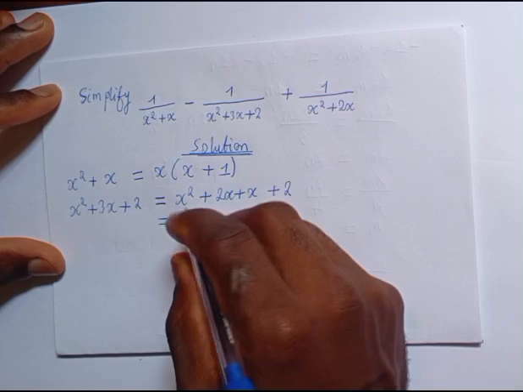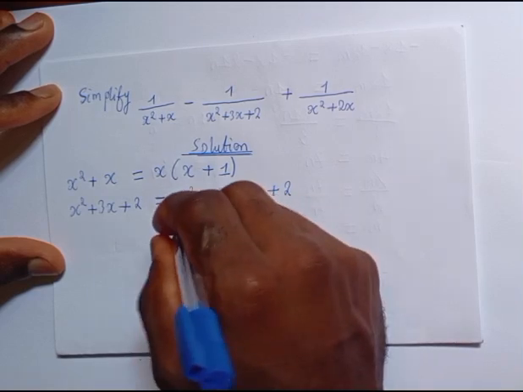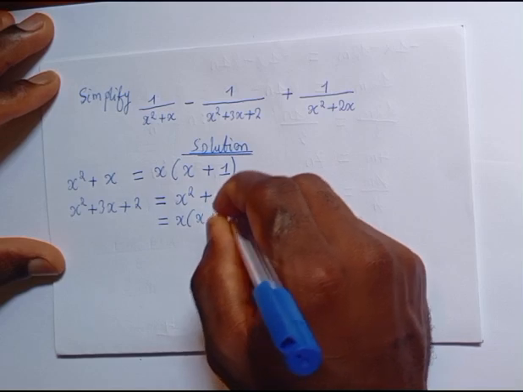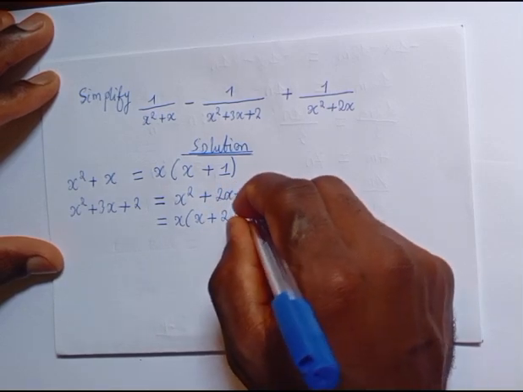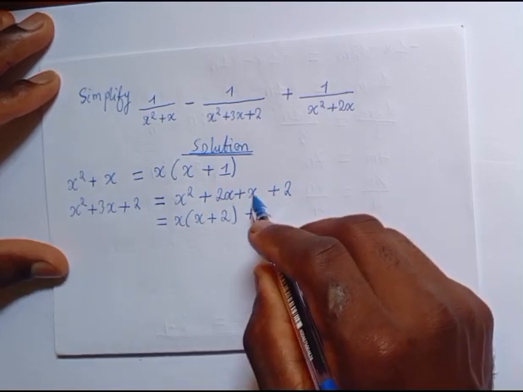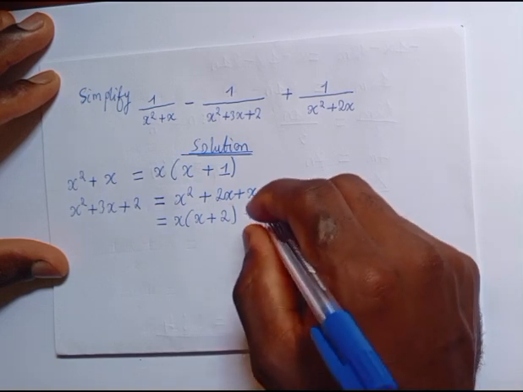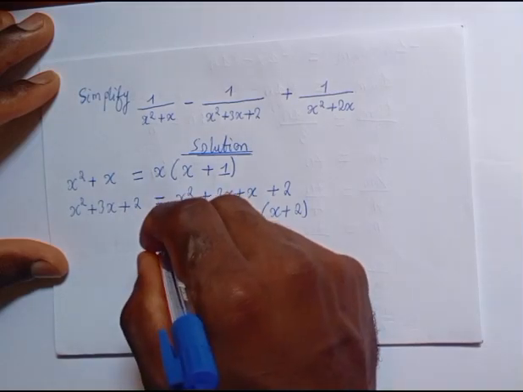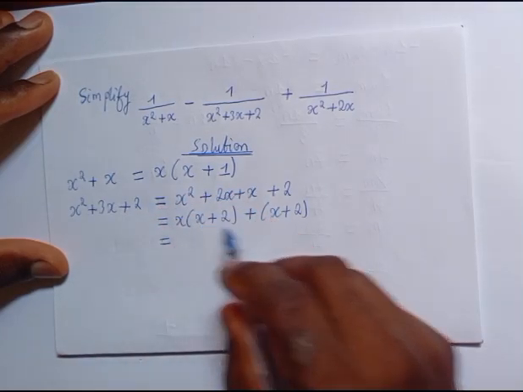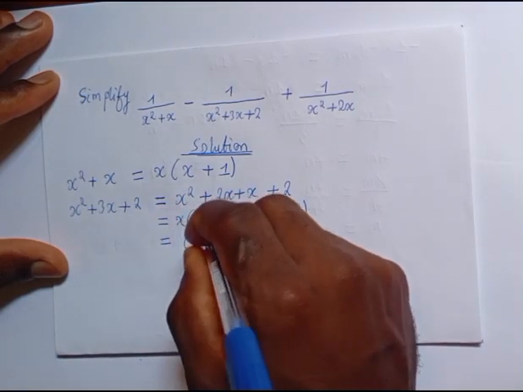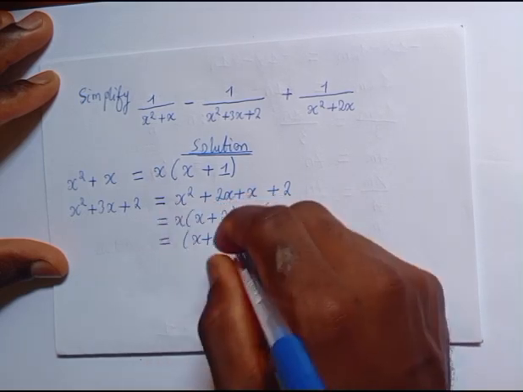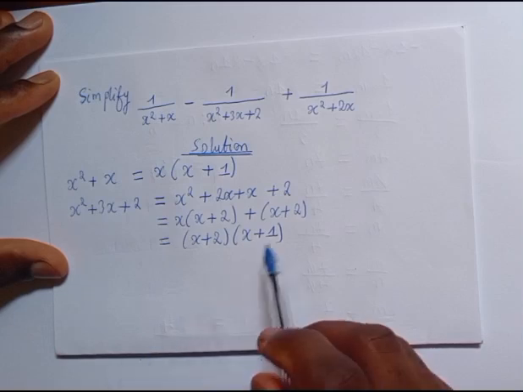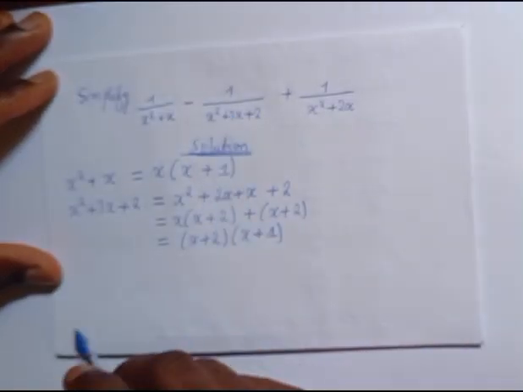This will simply be equal to, if we take the first two terms, we can factor out x. x times x gives us x squared, plus x times 2 gives us 2x, plus the second pair, we can factor out 1. This will give us x plus 2. This will be equal to x plus 2 is common, so we factor out x plus 2 times x plus 1. So this is the factorization of the denominator of the second fraction.